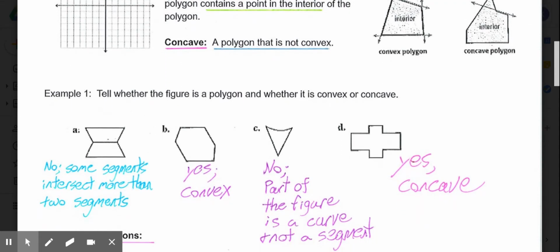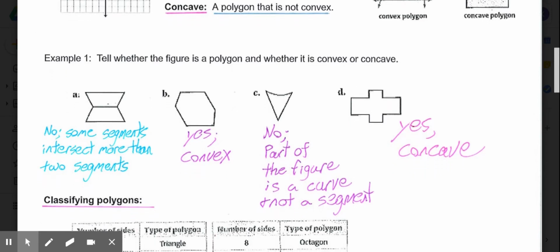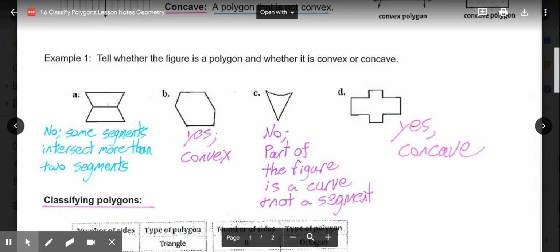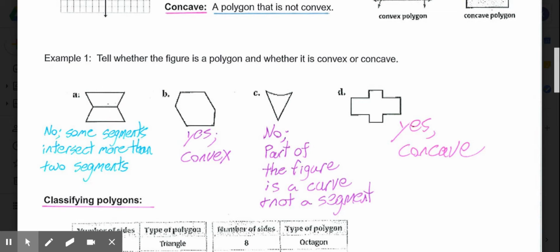So example 1 asks us to tell if the figures are polygons and whether they're convex or concave. So in A, this figure would not be a polygon because some of the segments intersect more than 2 different segments. Also, we have this segment in the middle. So this segment in the middle is our problem segment because this one segment intersects 1, 2, 3, 4 different segments. And again, a side can only intersect 2 segments.